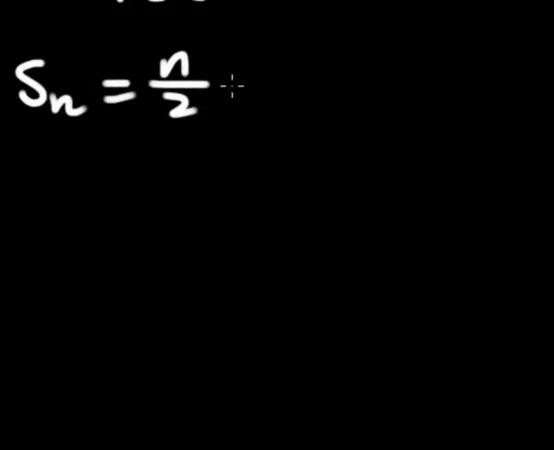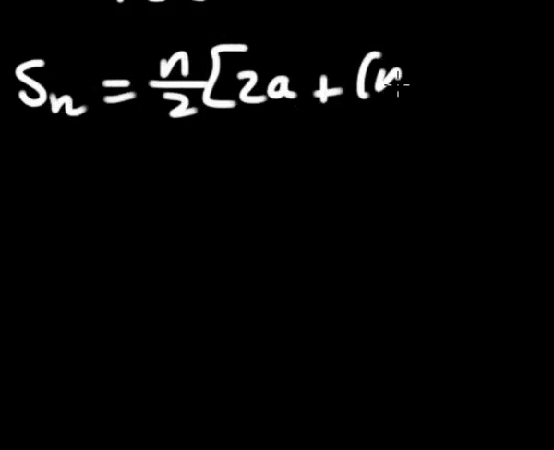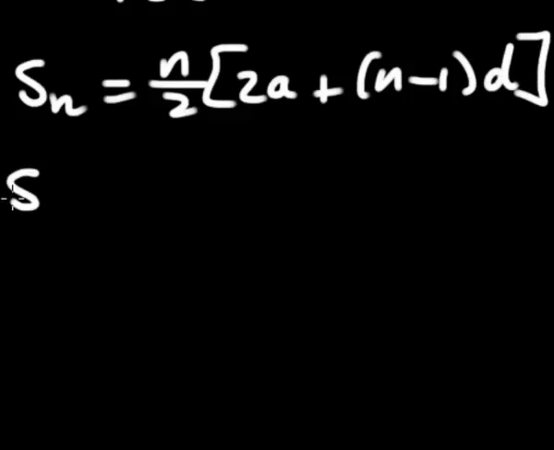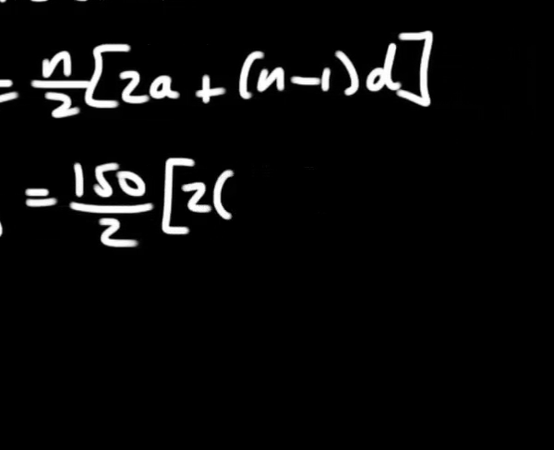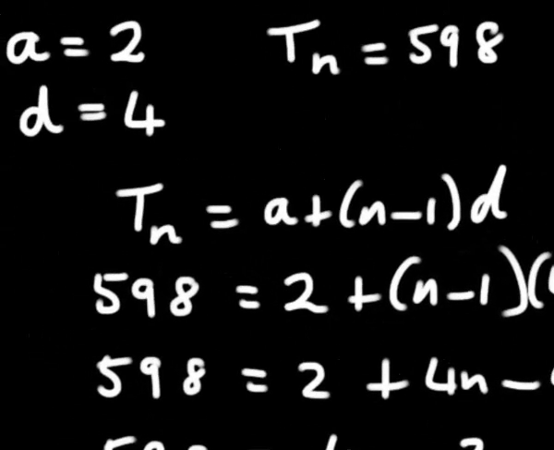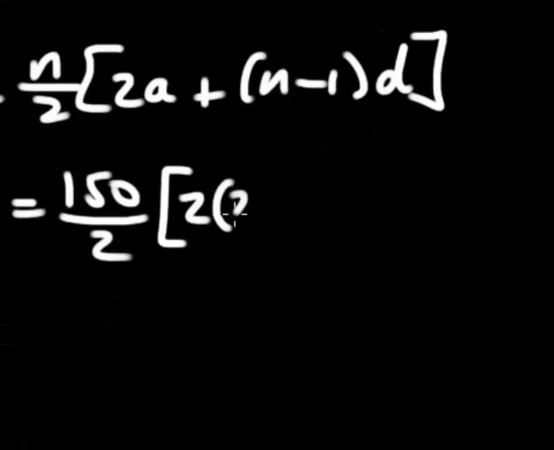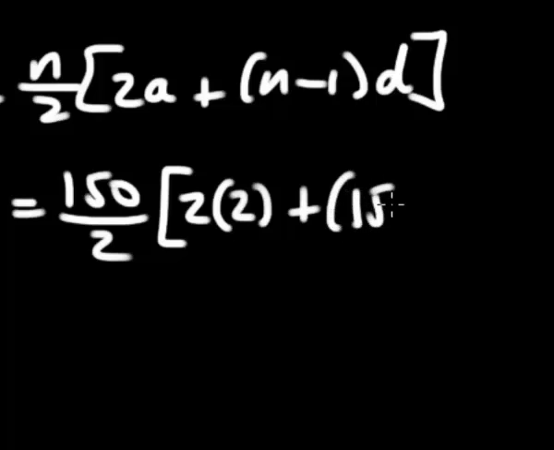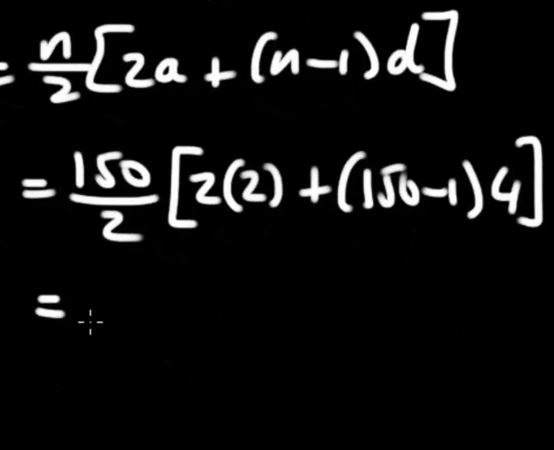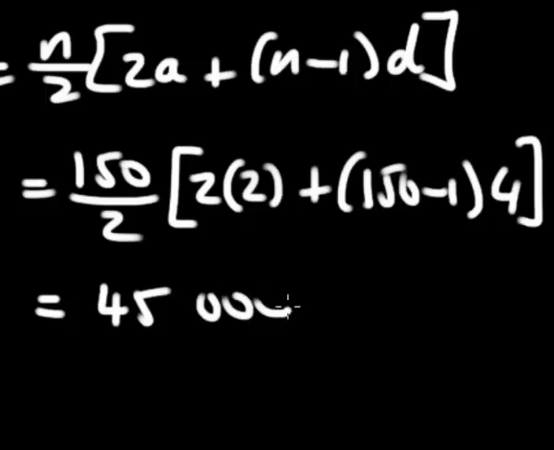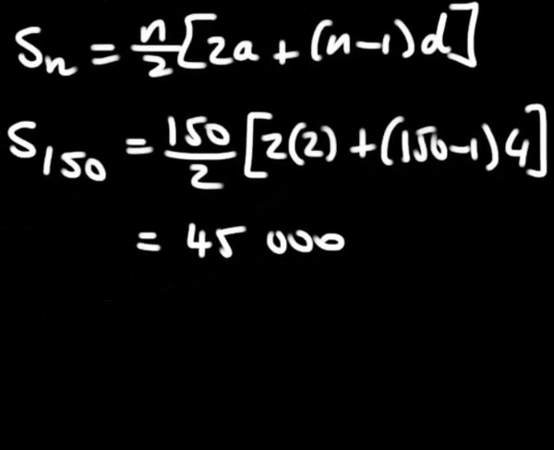Now what you could do is say Sn is n over 2, (2a plus (n minus 1)d). So the sum of the first 150 terms would be 150 over 2 into (2 multiplied by the first term, which is 2, plus 150 minus 1 times the constant difference, which is of course 4). If you work that out in a calculator, it's 45,000.